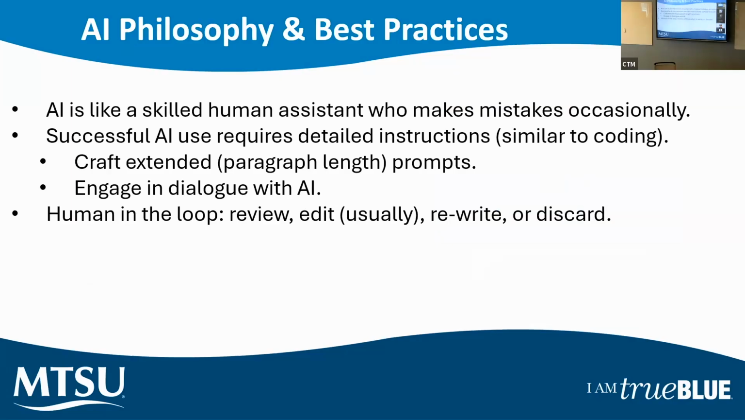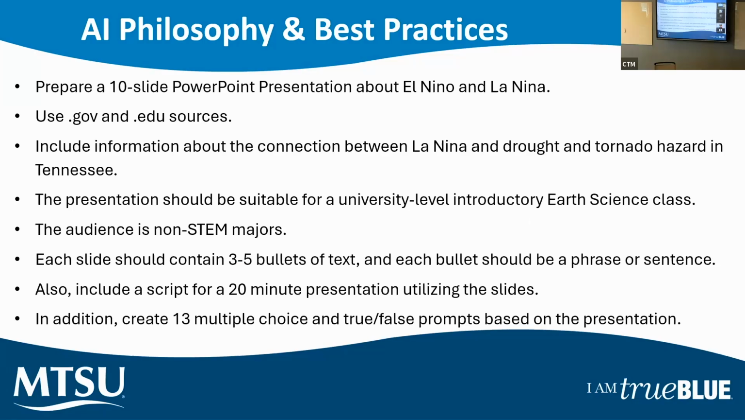The way I look at AI, my philosophy, what I consider to be best practices: I view AI as being like a skilled human assistant who makes mistakes occasionally. That said, successful AI use requires detailed instructions. I am experiencing using AI as being very similar to coding. I'm finding it necessary, in order to get good results, to craft extended, I'm talking about paragraph-length, prompts, and to engage in dialogue with the AI. I'm a real believer in keeping the human in the loop, reviewing, editing, rewriting, in some cases discarding what the AI has given me, but usually just editing it.